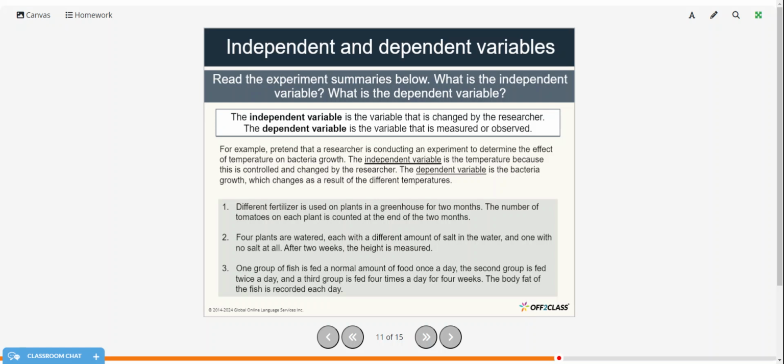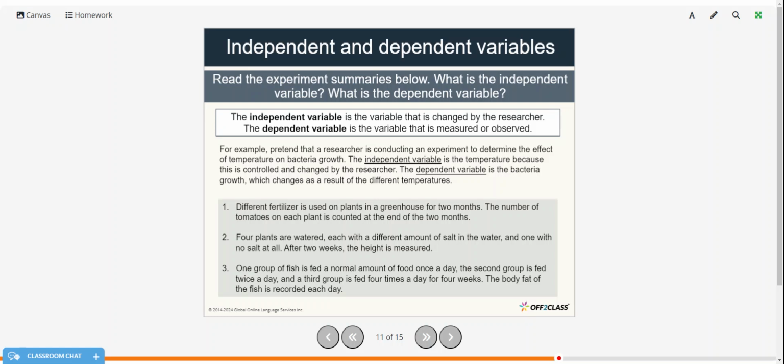For example, pretend that a researcher is conducting an experiment to determine the effect of temperature on bacteria growth. The independent variable is the temperature because this is controlled and changed by the researcher. The dependent variable is the bacteria growth, which changes as a result of the different temperatures.